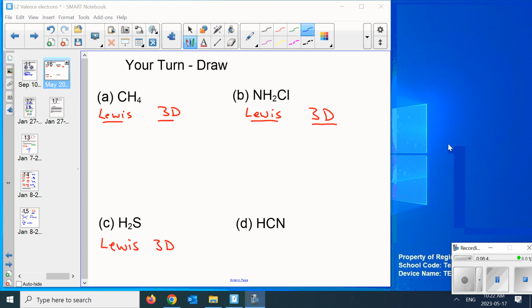Your turn. Before you mix things up, I want you to do these as Lewis diagrams where you have 90-degree angles, and we know in the models you won't have 90-degree angles. Okay?